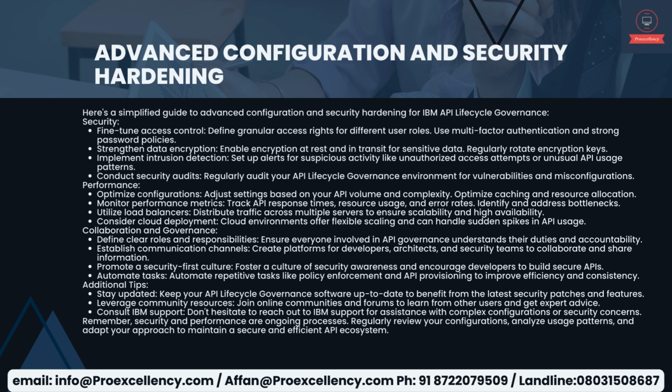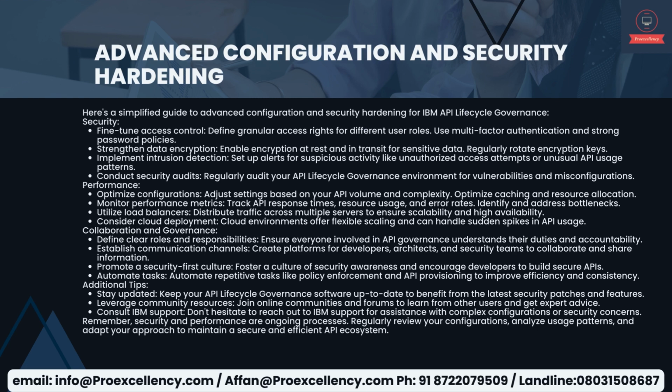Performance. Optimize configurations, adjust settings based on your API volume and complexity. Optimize caching and resource allocation. Monitor performance metrics, track API response times, resource usage, and error rates. Identify and address bottlenecks. Utilize load balancers, distribute traffic across multiple servers to ensure scalability and high availability. Consider cloud deployment. Cloud environments offer flexible scaling and can handle sudden spikes in API usage.